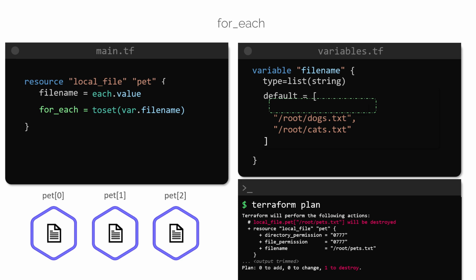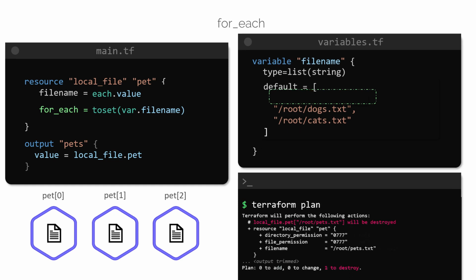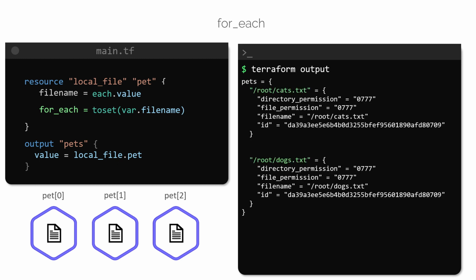To see how this is working, let us create an output variable called pets to print the resource details like we did with the example using count. From the Terraform output command, we can now see that the resources are stored as a map and not a list. When we use foreach instead of count, the resources are created as a map and not a list.